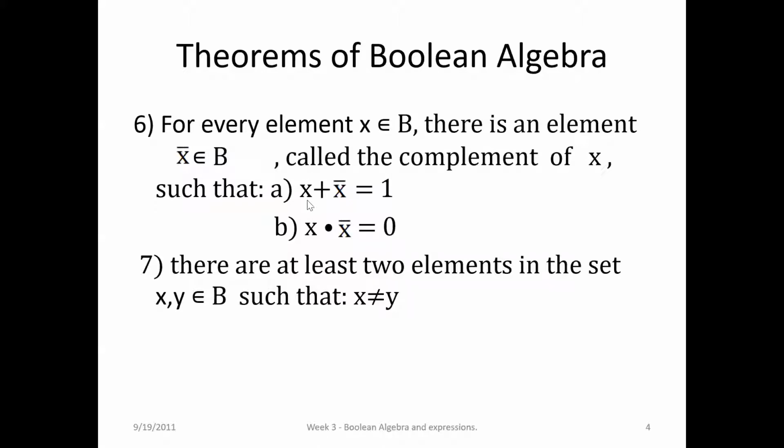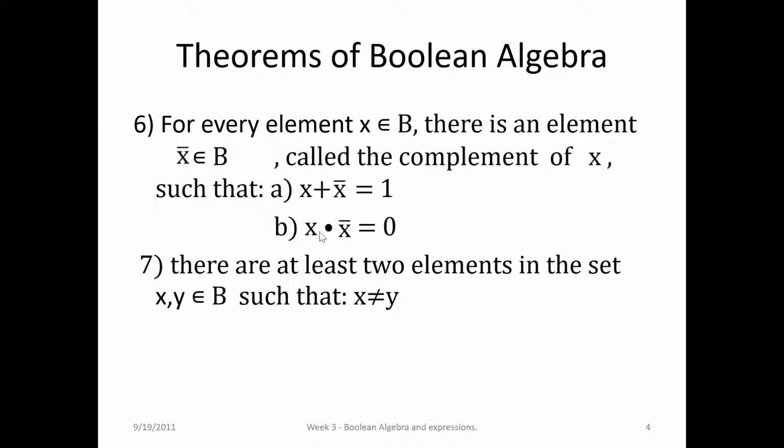So imagine x is a 1, x bar is going to be a 0. 1 plus 0 is 1. Now imagine this to be a 0 and the complement is 1, right? So 0 plus 1 is 1. So when you add the complement and the original variable, you're always going to end in 1 as the answer.